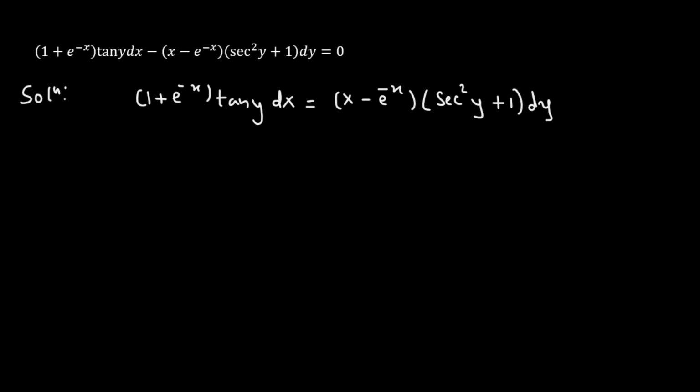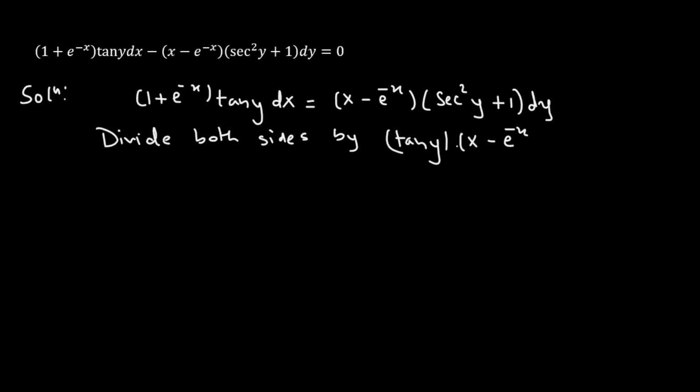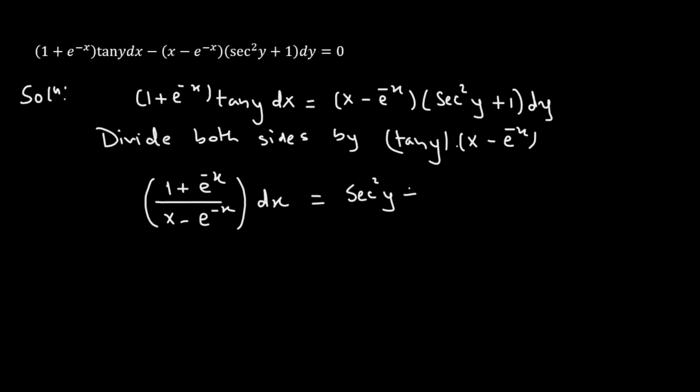Now we are going to divide both sides by tangent of y times (x - e^(-x)). So that should give us (1 + e^(-x)) divided by (x - e^(-x)) multiplied by dx, which equals (sec² y + 1) divided by tan y dy.